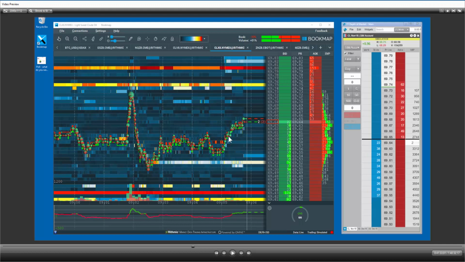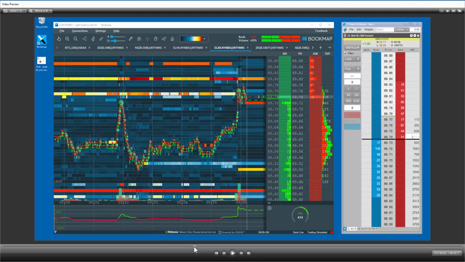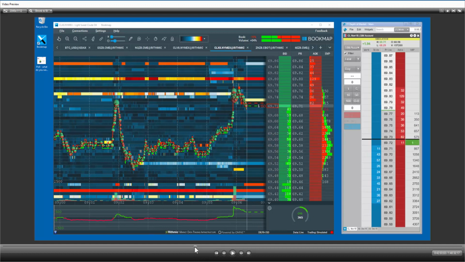69.60. We see the size starting to come in. So price is now accepting above this pivot area here. And we're looking for strong buying to continue to test into the high liquidity up here at 69.75. Let's continue on. And we quickly move up into that area.